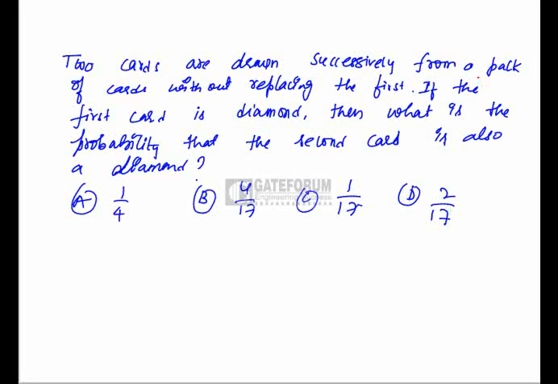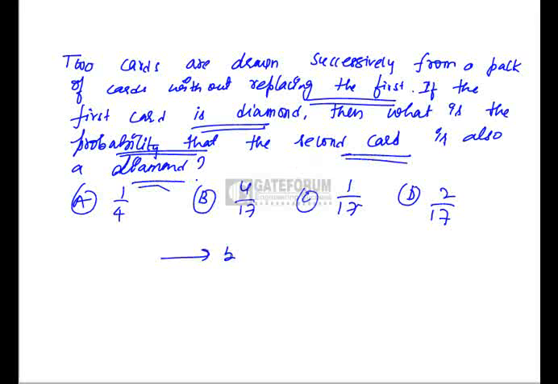Cards are drawn successively from a pack of cards without replacing the first. If the first card is a diamond, he's asking what is the probability that the second card is also a diamond. So in total there will be 52 cards, of which 13 will be diamonds.